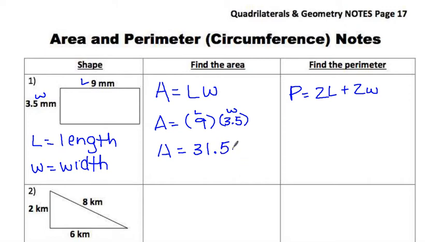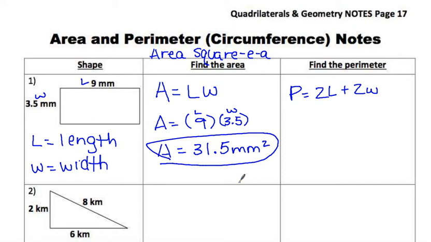Now when we label this, we're going to label this as millimeters, and because it's area, area is squared. The silly way that I remember this is area squarea. So area squarea, it's millimeters squared for the area. Now perimeter is just plain perimeter. So we don't need any fancy units on it except for what we're actually measuring in.